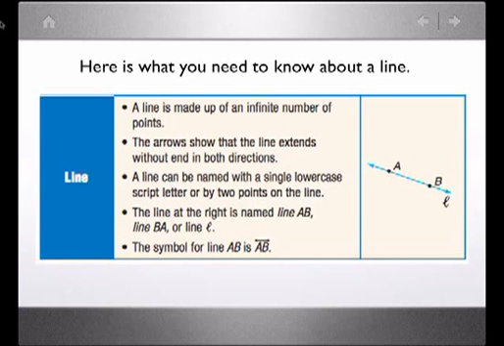A line can be named with a single lowercase script letter, or by 2 points that lie on the line. The line at the right is named line AB, or line BA, or just line L. Make sure, though, that L is written with lowercase script. The symbol for line AB is to place a line with arrows on both ends over 2 of the points that are named on the line.